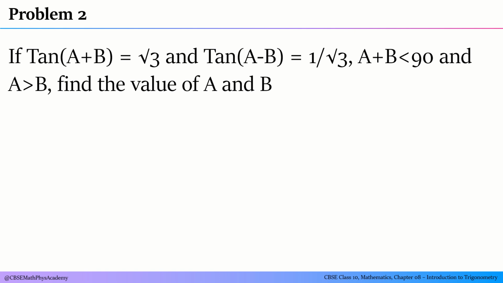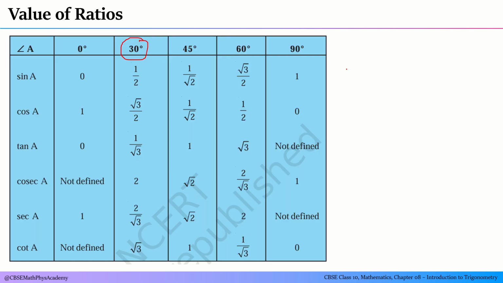Now we have a similar problem. If required, you can pause it and try it. Meanwhile, I'll take you to the solution. Same approach. You are going to find out what angle gives root 3 and 1 by root 3. Going to the table, root 3 is at 60 degrees and 1 by root 3 is at 30 degrees.